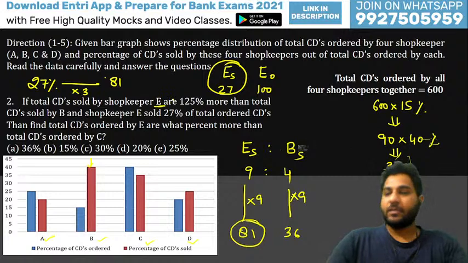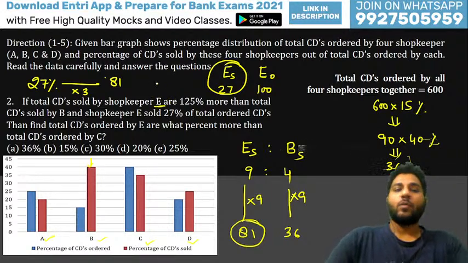Okay, let me do that. Yes, absolutely correct, Fabin Jose. So 1% equals 3 CDs.